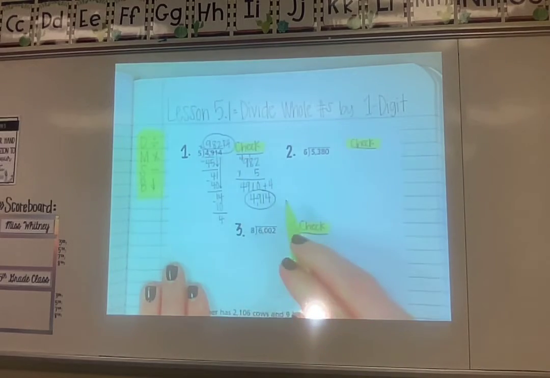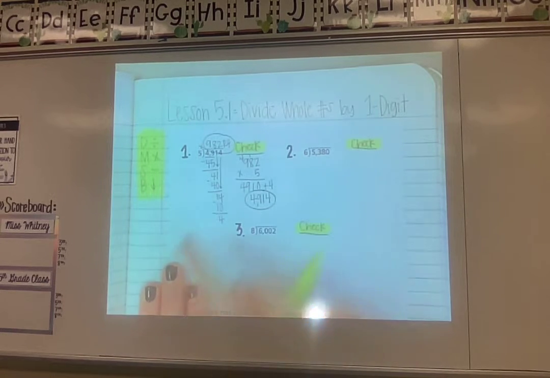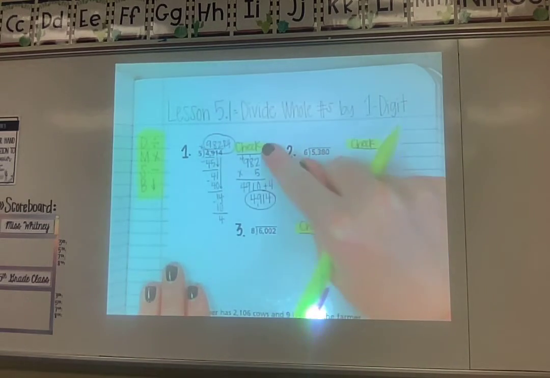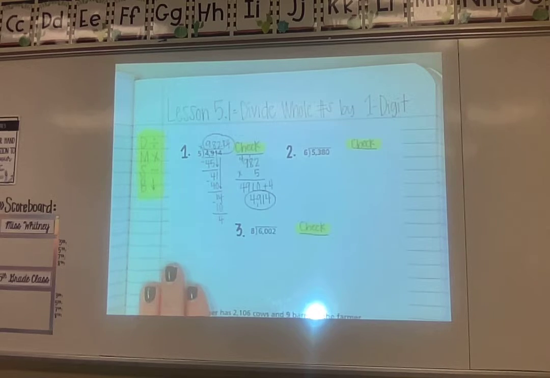So now I know for sure that my answer to number 1 is correct because I solved it and then I checked it. If you check it and you do not get the same number that you started with inside the house, you know you've done something wrong. Don't just leave it there. You would go back and fix it. Maybe you made a mistake in your division. Maybe you made a mistake in your multiplication, but you need to work back through and figure out what your mistake is before moving on. This is an easy way to make sure that you get a 100%.